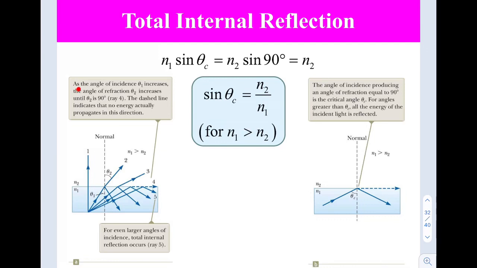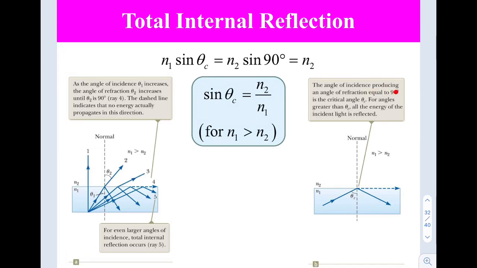If you see the statement here, as the angle of incidence theta 1 increases, the angle of refraction theta 2 increases until theta 2 is 90 degrees, ray 4. The dashed line indicates that no energy actually propagates in this direction. For even larger angles of incidence, total internal reflection occurs, as ray 5.